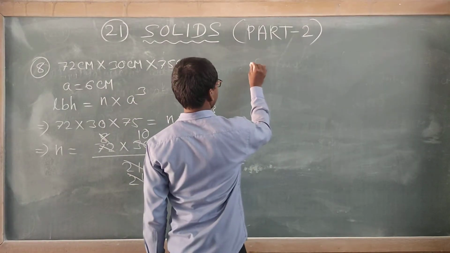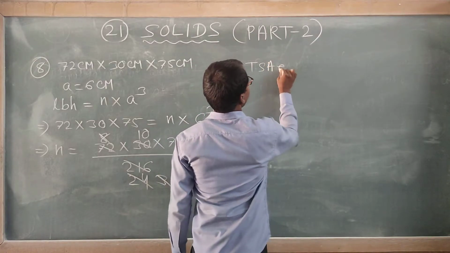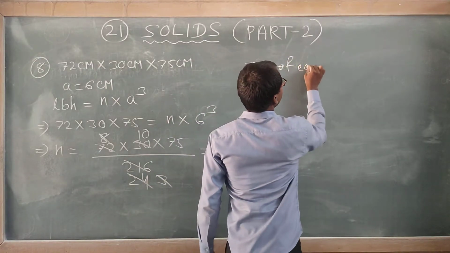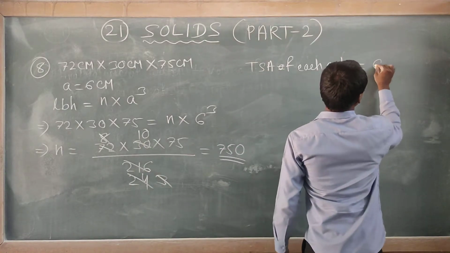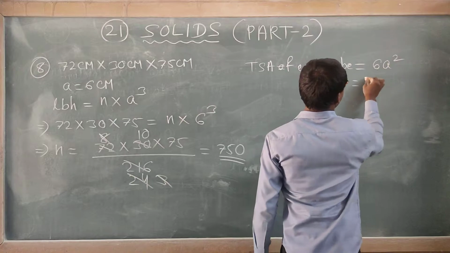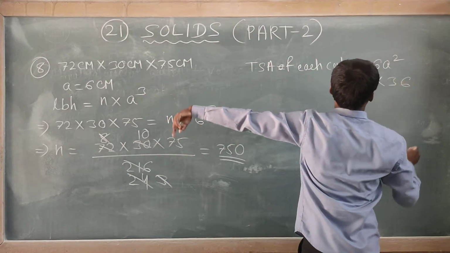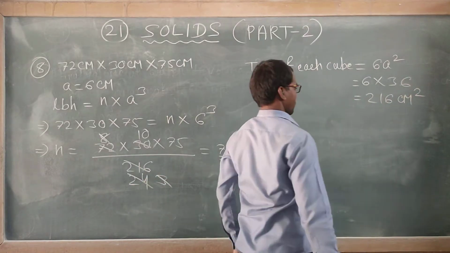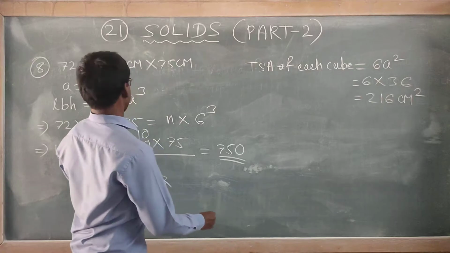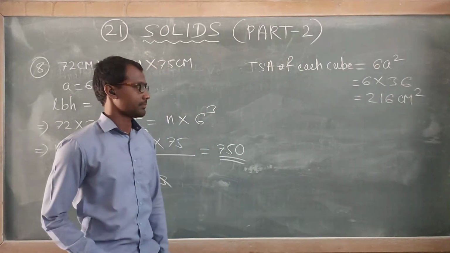TSA of each cube is equal to 6a square. What is a? 6. 6 a square means 6 times 36, that is 216 square cm. So total surface area of each cube is 216 square cm.